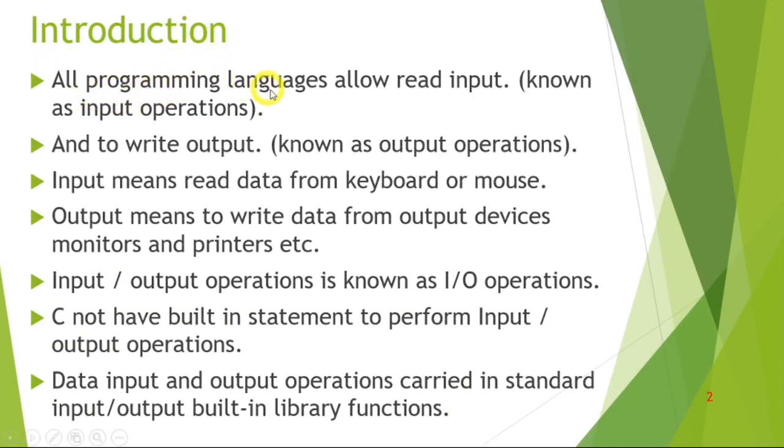So let's begin. Now, introduction. All programming languages allow reading input, whatever input we are giving from the keyboard and mouse, that they are reading. That is known as an input operation, and to write output is known as an output operation. Very simple. Input means reading data from the keyboard or mouse, as I already told you. Output means writing data to output devices like a monitor and printer, etc. Input and output together are known as input and output operations.